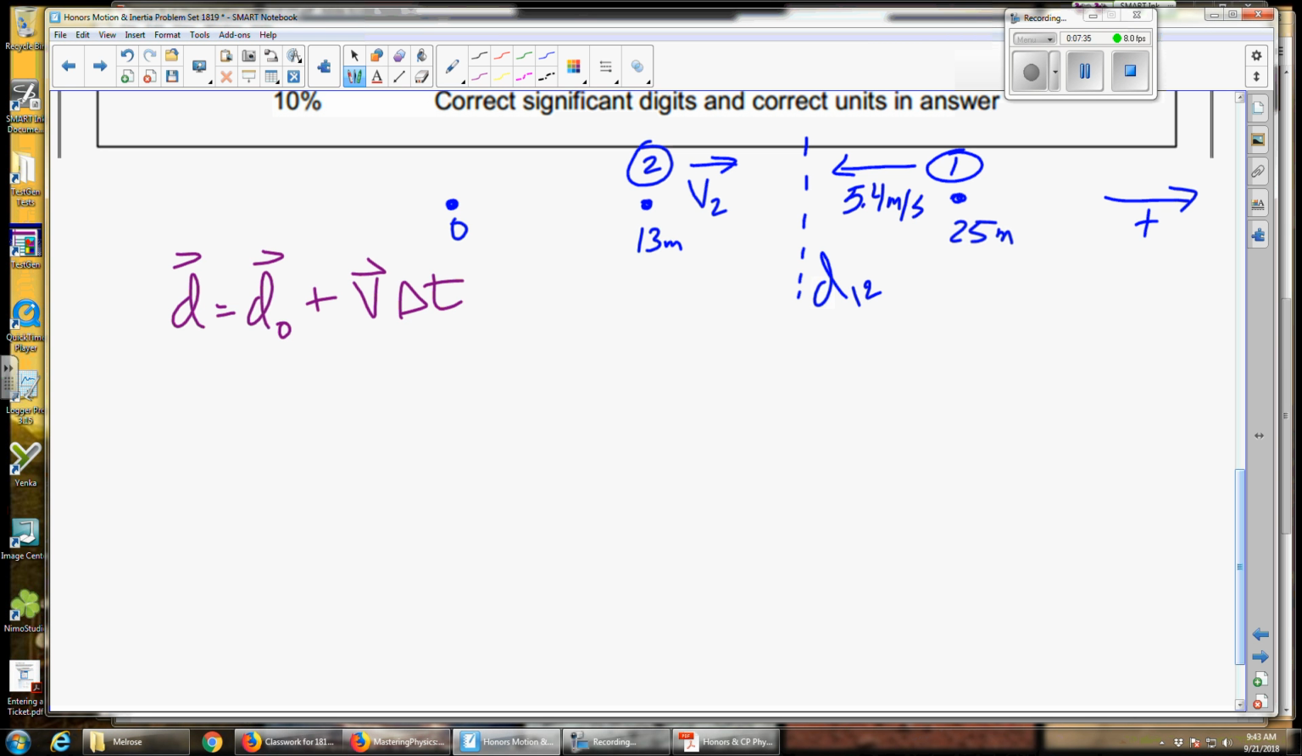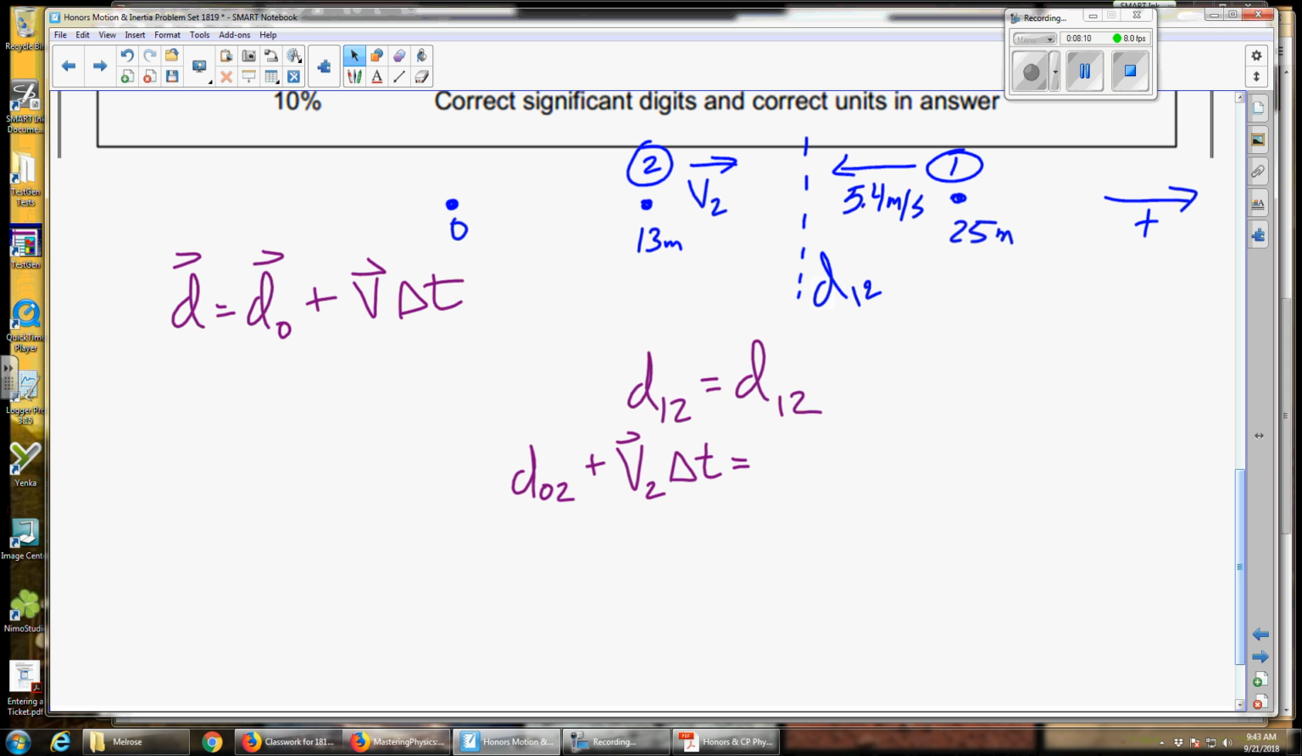So I know that these guys end up at D12. So this is going to seem like a really silly equation to write, but they end up at the same place. Right? Well, the way that ball 2 gets there is it starts wherever ball 2 starts, so D naught, starting position of ball 2. It moves at velocity 2 for some amount of time.